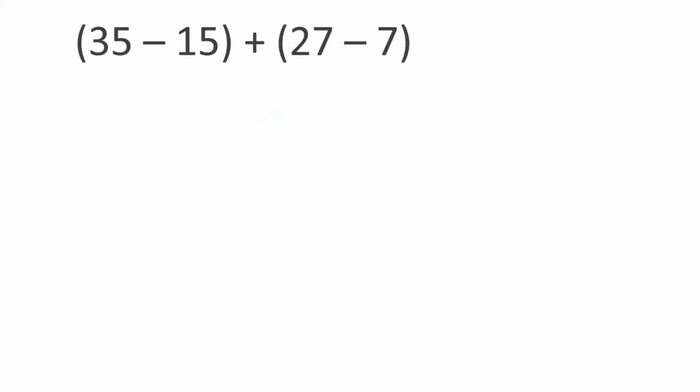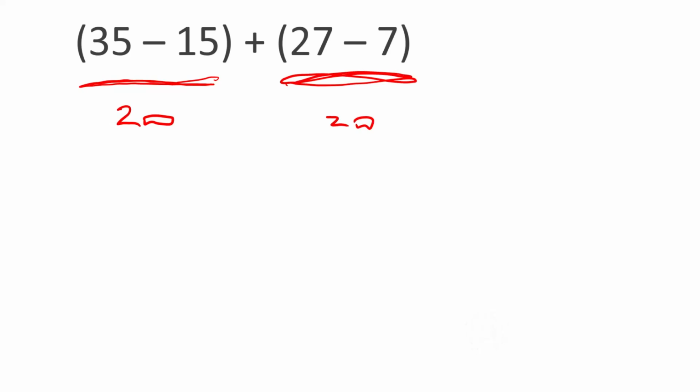35 minus 15 plus 27 minus 7. Well, we're going to do our brackets first. We have 2 sets of brackets to do this time, and that's okay. 35 take away 15, that's going to give us 20. And then for our other brackets, 27 minus 7, that's going to give us 20. Again, now we can do our addition, 20 plus 20. Well, our final answer is going to be 40.